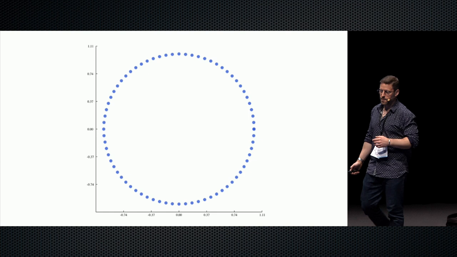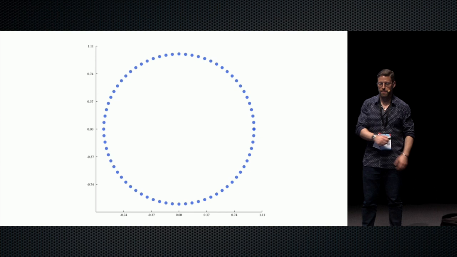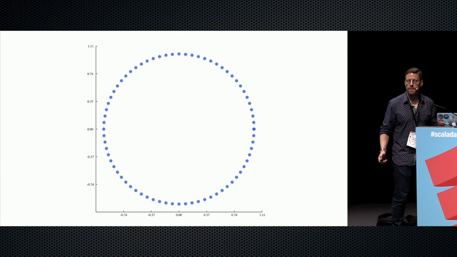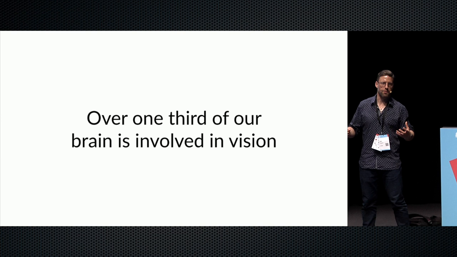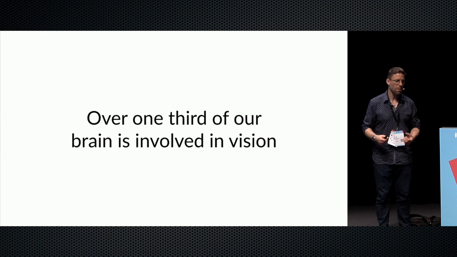So the point is that when you look at the numbers, it's hard to see the structure. But when you look at the picture, it's very obvious what the structure is. And so visualization is a good thing. And we've got at least a third of our brain devoted to vision. So we've got huge amounts of neural hardware given over to finding structure in visual data, so we may as well use that hardware.